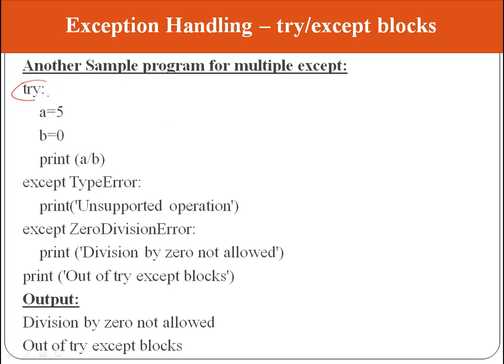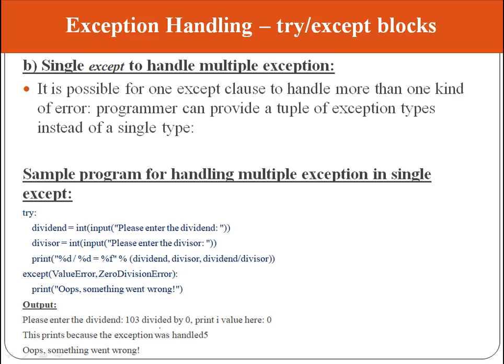So here this is a try block. Again it is 5, it comes like this. So same example we have taken. So division by 0 not allowed. First is valid, then it comes out of the exception block. So it will be displayed out of the try-except blocks.